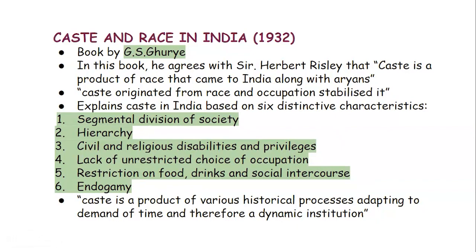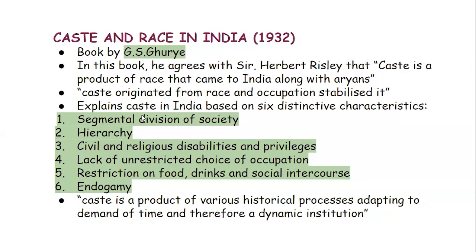Like caste, based on caste, society was divided into several segments. There was a hierarchy, and some people had privileges based on their caste, and some didn't. There was a lack of unrestricted choice of occupation, which means people had less choice or no choice to choose their occupation. There were restrictions on food, drinks, and social intercourse, and there was endogamy. I think you know about this endogamy. Endogamy means the practice of marrying within one's own caste.